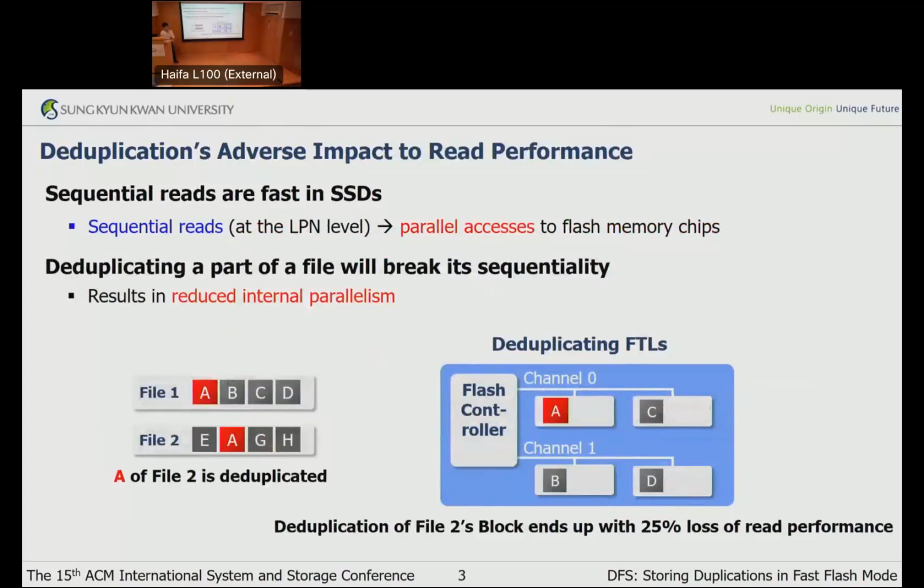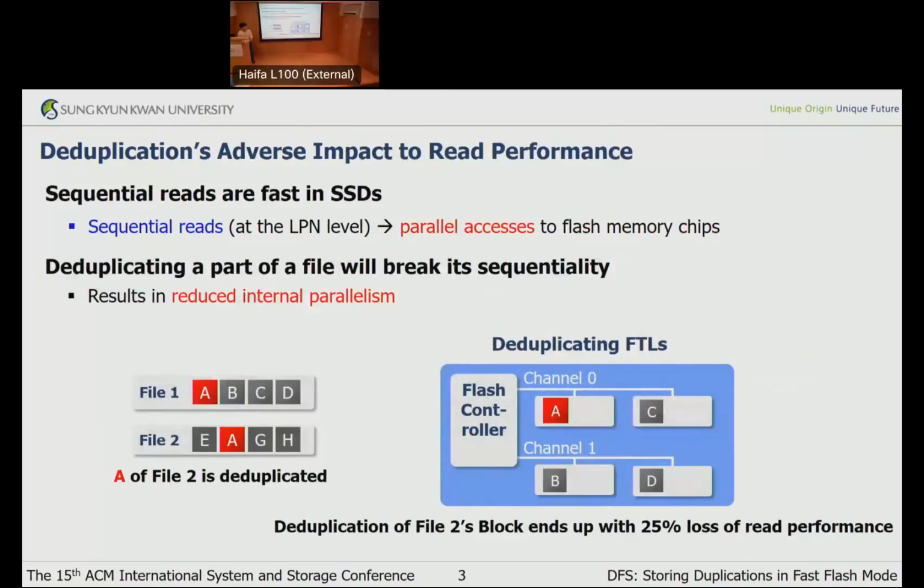But deduplication is not a silver bullet. We know that deduplication significantly slows down the read performance. Modern SSDs improve performance by accessing flash chips in parallel. When you read the logical pages sequentially, the read requests are likely to be processed in parallel by multiple flash chips. But the deduplication of a part of a file may impair the internal parallelism.